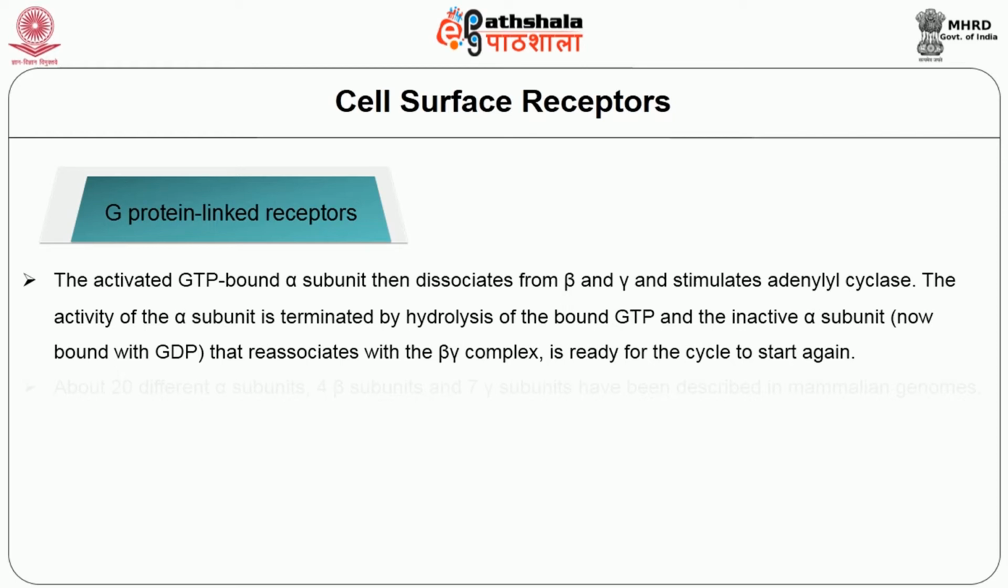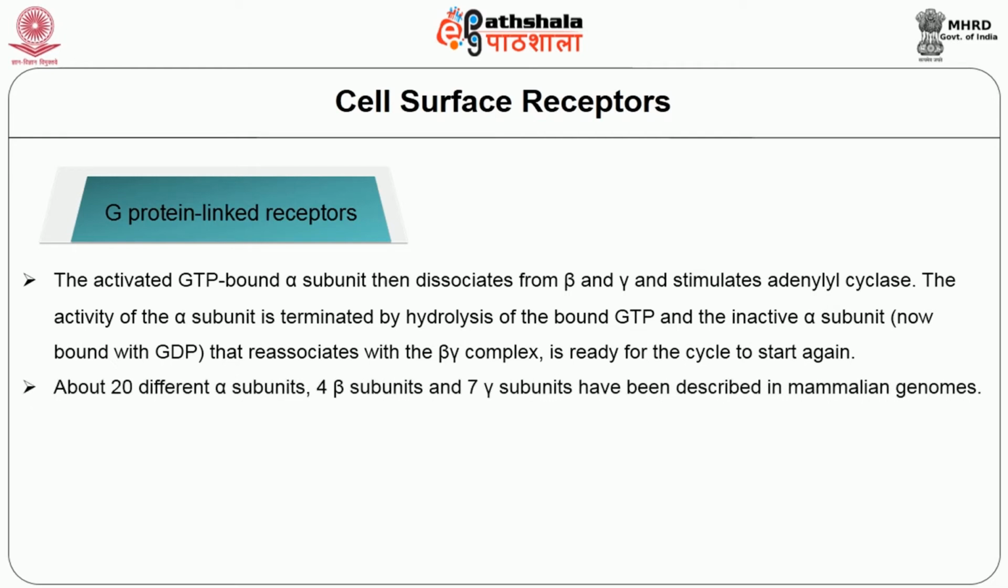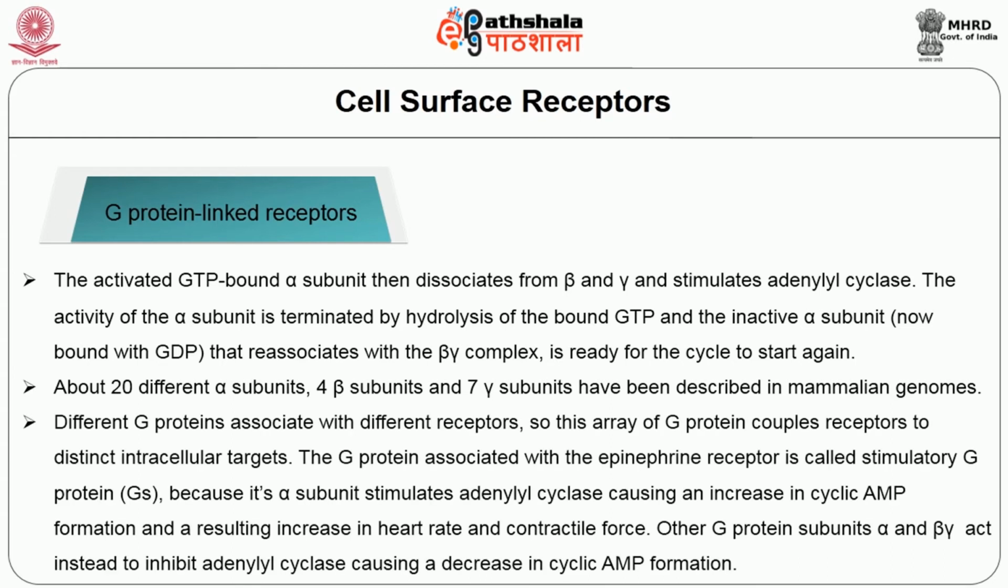The activity of the alpha subunit is terminated by hydrolysis of bound GTP, and the inactive alpha subunit, which is now bound with GDP, reassociates with the beta gamma complex and is ready for the cycle to start again. About 20 different alpha subunits, 4 beta subunits and 7 gamma subunits have been described in mammalian genomes. Different G proteins associate with different receptors. So there is an array of G protein coupled receptors linked to distinct intracellular targets.